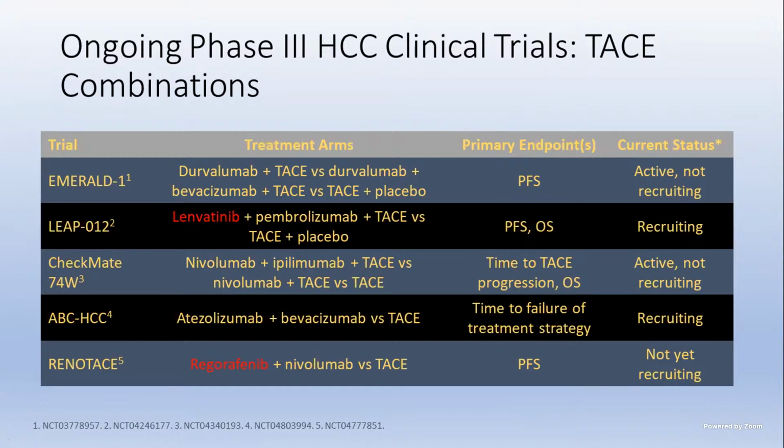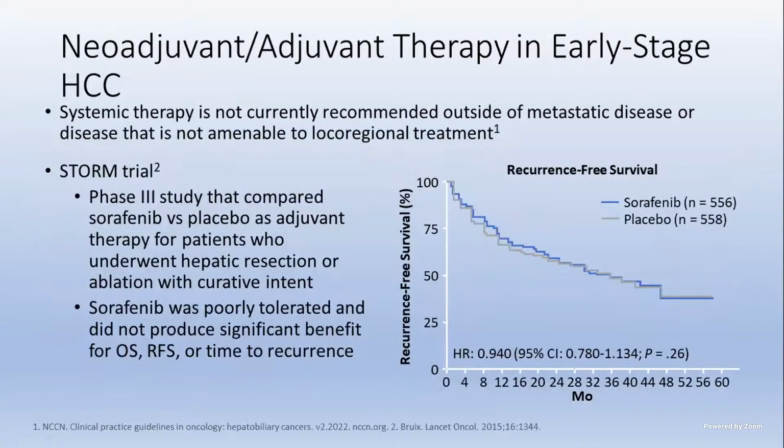These are the ongoing phase 3 trials combining loco-regional therapy: durvalumab plus TACE versus durvalumab plus bevacizumab. Recruitment is still ongoing. There is also neoadjuvant therapy in early stage HCC, where the recurrence-free survival was more or less the same, so it will not help much.